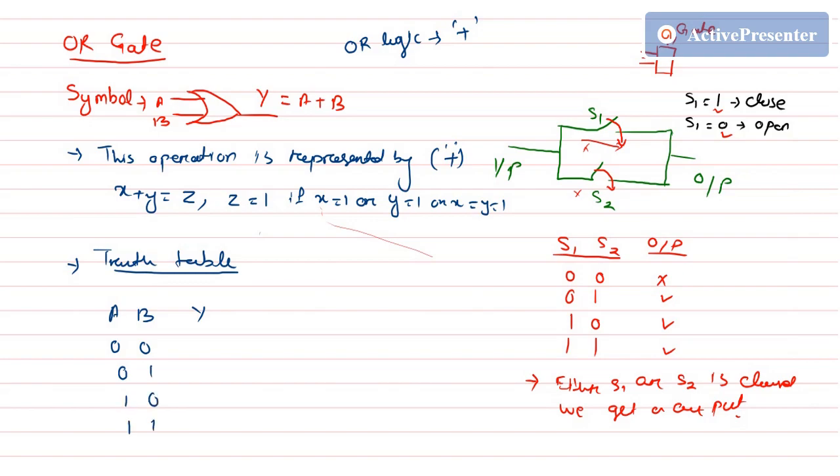This logic will be used for the OR gate. So the logic is the first output will be 0. Here 0 1 means either of the input is 1, so the output is 1. Then either of the input is 1, so the output is 1. Then both the inputs are 1, so the output will be 1. So this is the truth table for an OR gate.